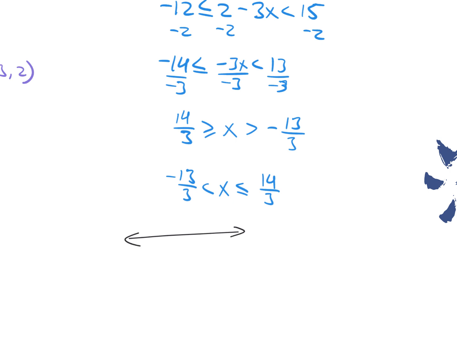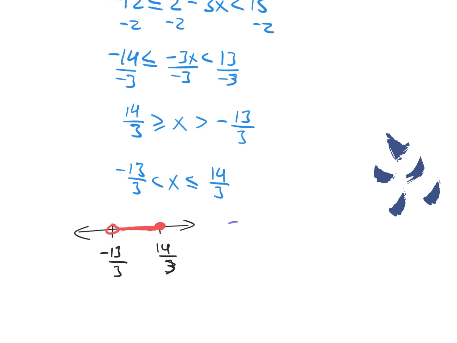So let's graph. We're going to start at negative 13 over 3, and we're going to go up to 14 over 3. And at negative 13 over 3, we're going to have an open circle. At 14 over 3, we're going to have a closed circle. And we're going to shade in between. And then in interval notation, our leftmost value is going to be at negative 13 over 3. So that's our smallest solution, and we're not including it, so it's a parentheses. And our biggest value is going to be 14 over 3, and we are including it, so we're going to have a bracket.